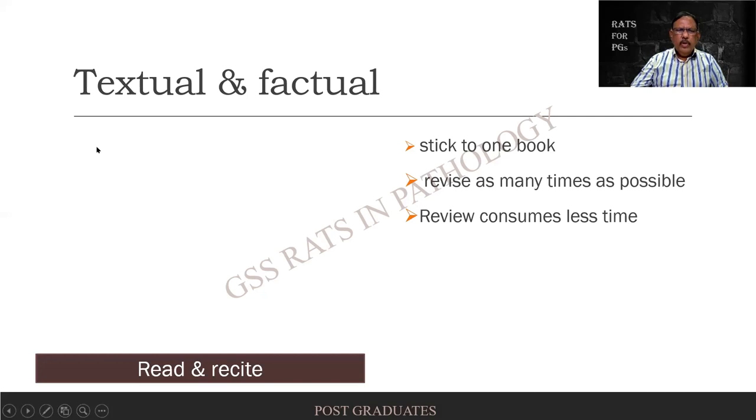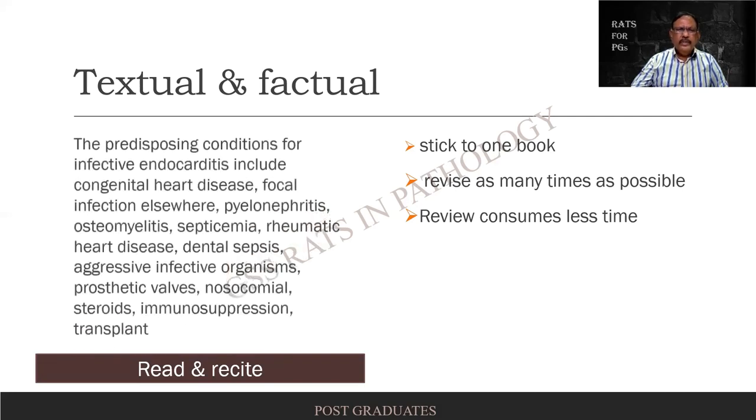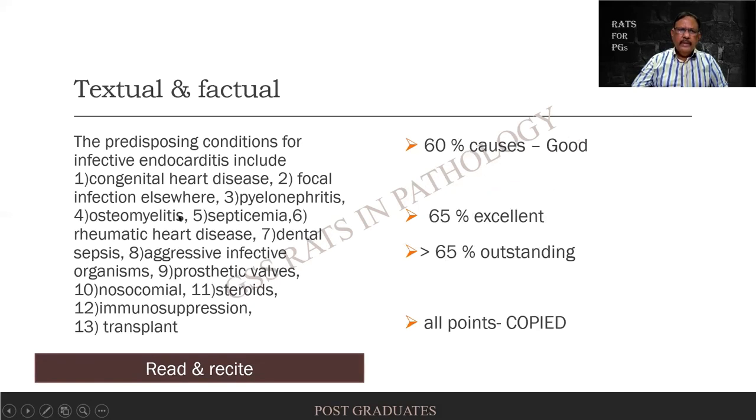What do I say? Or what do I mean by this word revise or read? What is it going to matter? See this one. I mentioned it is from the text only. The predisposing conditions for infective endocarditis include, and other list of things. Obviously, I don't think Robbins or anybody will be numbering it and giving it to you. But as a student, your first responsibility should be this. The same thing, and I have numbered it, and there are so many predisposing conditions.